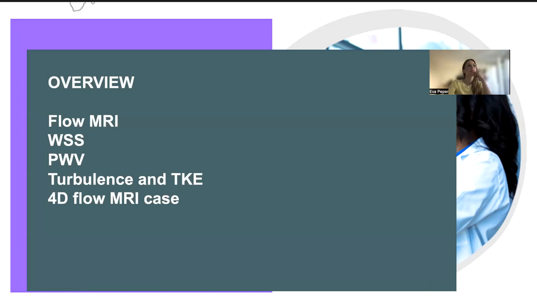This is just the overview of what I will be talking about today. I will give you an introduction into flow MRI. Maybe you already know how it works, then this may be a little bit too much, but for the rest, I will then show you what we can derive from this data, like wall shear stress, pulse wave velocity, and also turbulence. In the end, I will show you one 4D flow MRI case, which I was asked to scan because it was a very interesting patient.